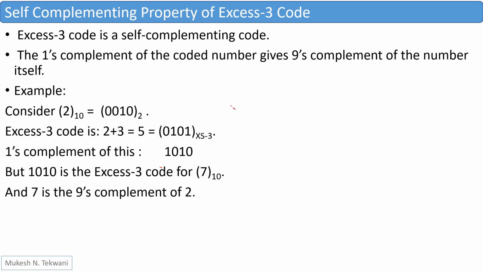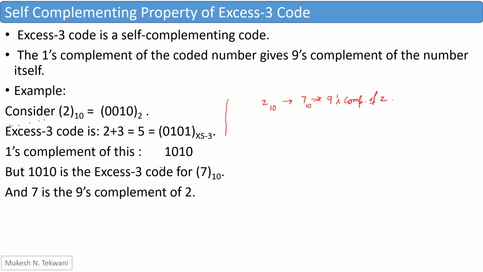Now let us halt here for a brief moment. We started with the number 2, which is a decimal. If we want to find out the nines complement of this, it will be 7. This 7 plus 2 gives us 9, and therefore we say that this 7 is nothing but the nines complement of 2.